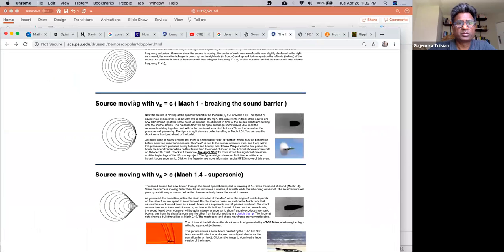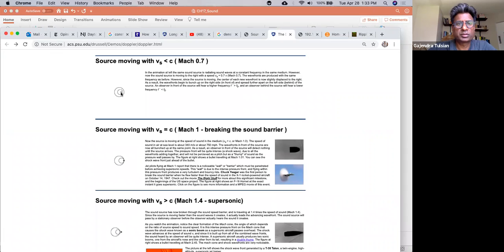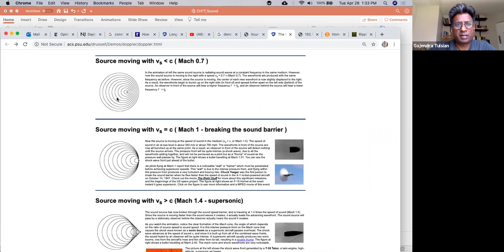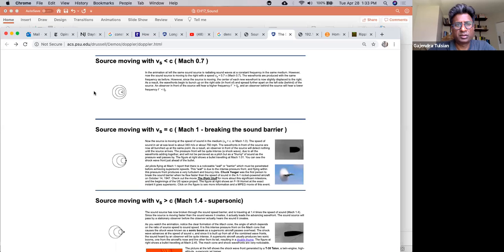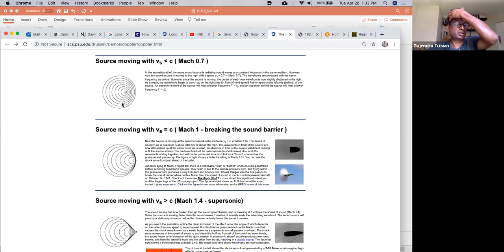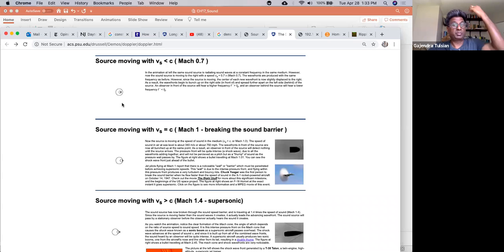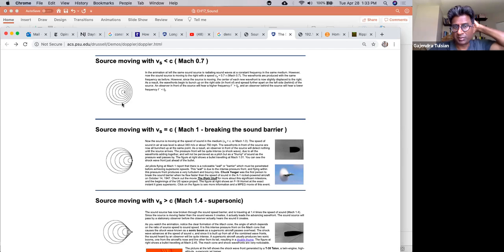Okay, so here we go. Here's a source that's producing sound, and you see if the source is moving in this direction and you're standing here, you'll hear a higher pitch. If you're standing here, you'll hear a lower pitch, and that's the Doppler effect. So when the perceived pitch is different than the emitted pitch, that's the Doppler effect.